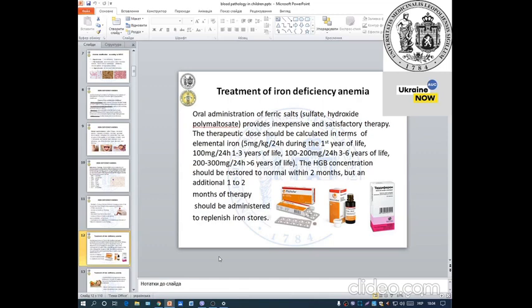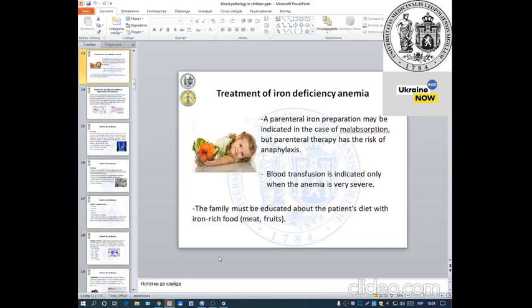The hemoglobin concentration should be restored to normal within 2 months, but an additional 1 to 2 months of therapy should be administered to replenish iron stores. Parenteral iron preparations are indicated in the case of malabsorption, but with the risk of anaphylaxis. Blood transfusion is indicated only when the anemia is very severe. The family must be educated about the diet with iron-rich food, for example, meat, fruits.